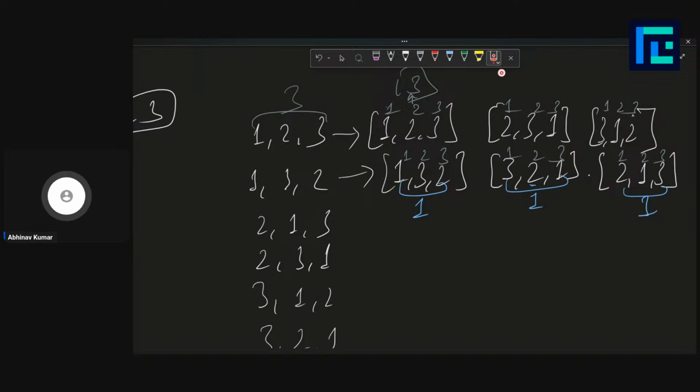So maximum among these 3 is 1. So for this, your answer is 1. Your GP value is 1. For this permutation 2, 1, 3.